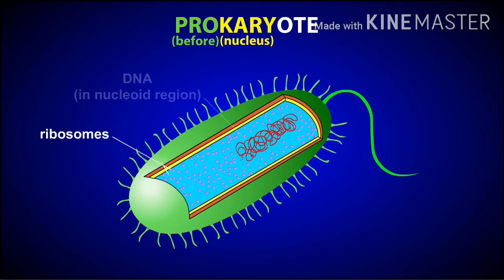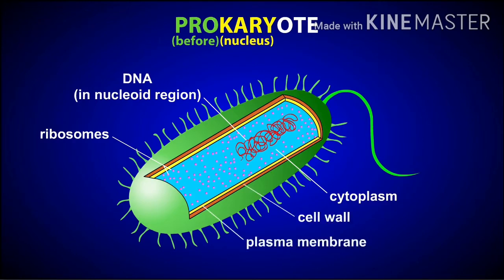The cell's DNA is located in a region of the cytoplasm called the nucleoid region. The nucleoid region is not the same thing as a nucleus because it's not enclosed by a membrane. Prokaryotes also have a cell wall that surrounds the plasma membrane. The composition of the cell wall depends on whether the cell is an archaean or a bacteria, but basically it consists of complex polysaccharides. Prokaryotes also often possess one or more flagella, which are used for movement.